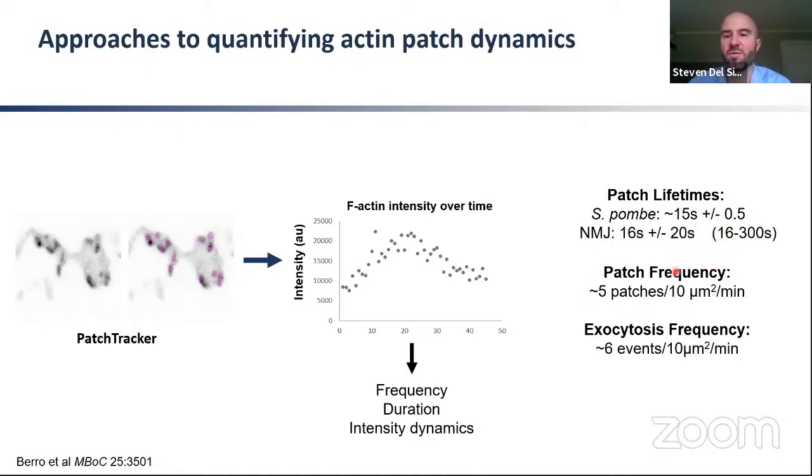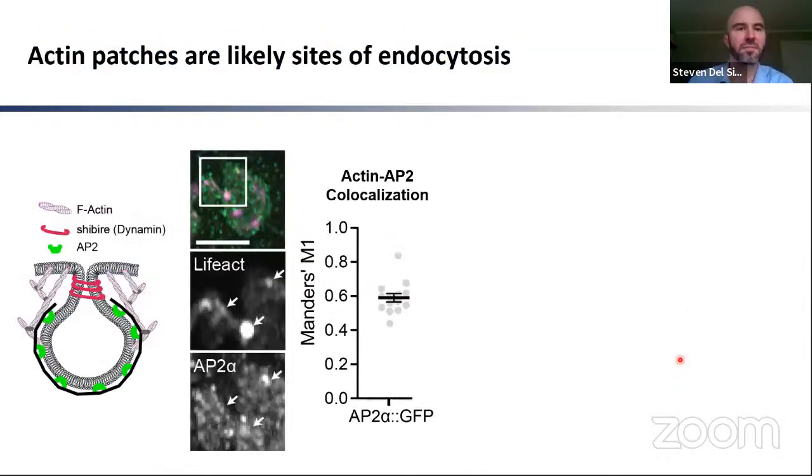We see that they occur with a frequency which approaches the expected rate of exocytosis at the synapse. And I should note that we're doing these experiments under conditions where the only exocytosis is spontaneous release. We're not stimulating. And so just to generally characterize these actin patches, we think they're likely sites of endocytosis based on their morphology and duration and frequency.